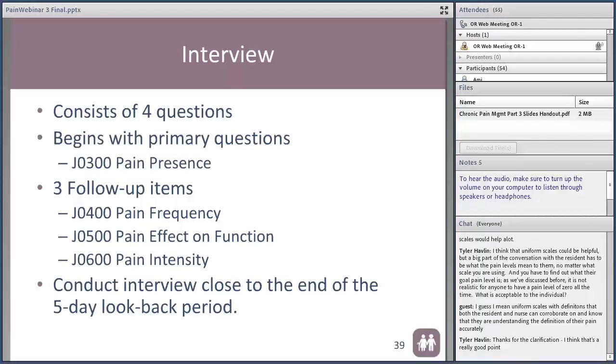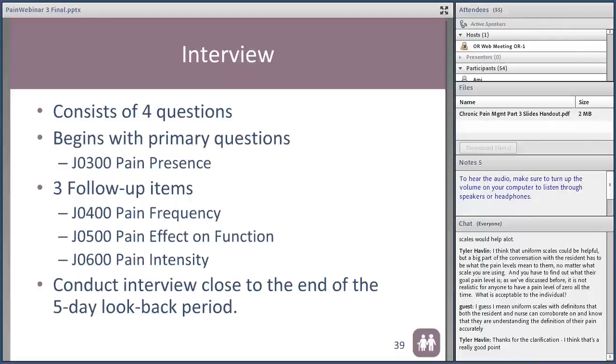You want to have it as close to the end of the 5-day look-back period as possible. Don't do it on day 2. If your ARD is day 7 or 8, which typically it is, then you're going to do it day 6, maybe 5, but you're not going to be doing it the first day or 2.